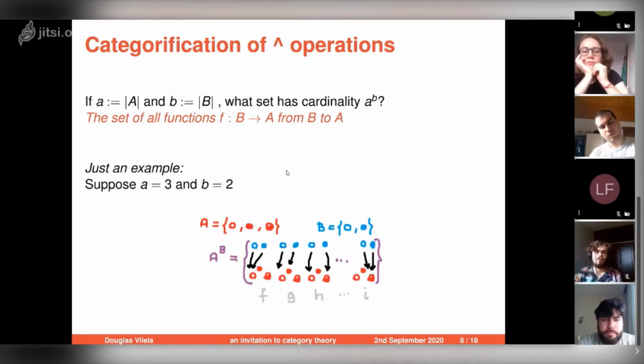For illustration here, it became more confusing, I don't know. But here I just illustrate four different functions that we could possibly write from this set to this one, and that is the notation we're going to use.